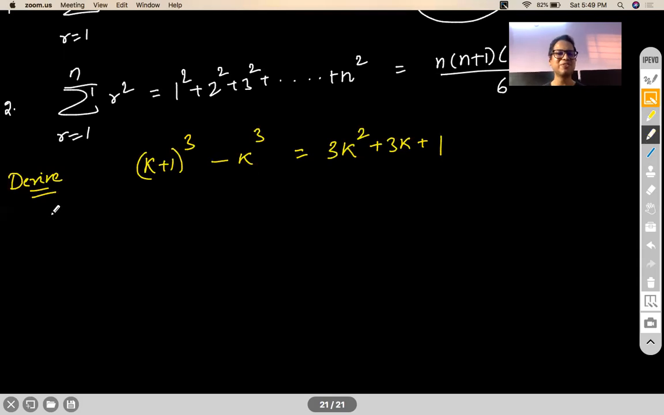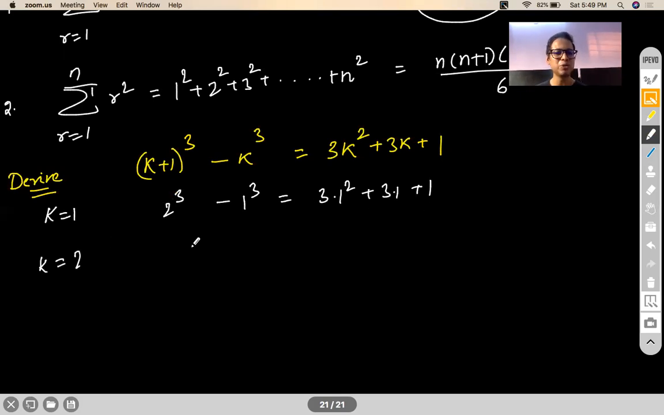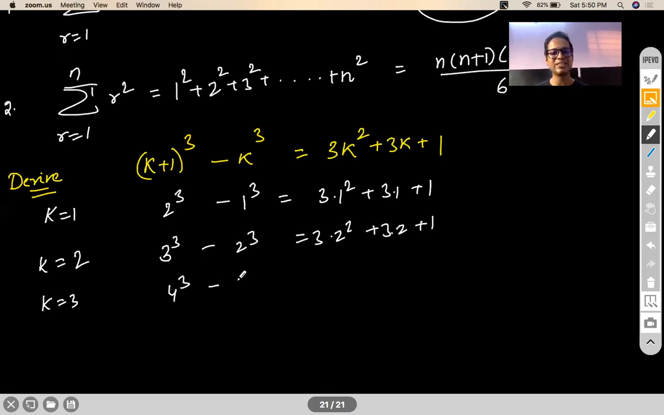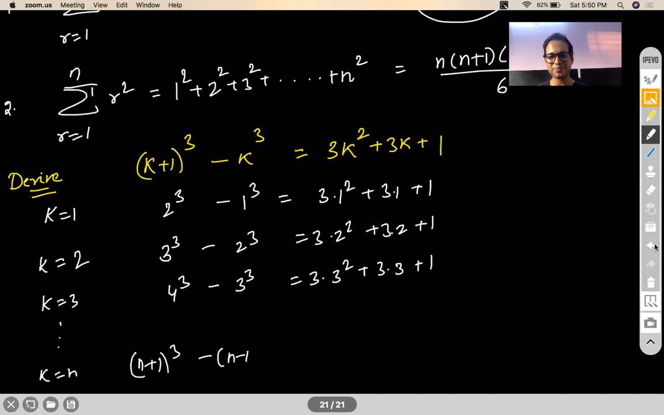Now I'm going to put the value of k as 1. So when I put 1, I get 2 cube minus 1 cube equals 3 into 1 square plus 3 into 1 plus 1. We all know that this is true. When you put 2, you get 3 cube minus 2 cube equals 3 into 2 square plus 3 into 2 plus 1. When you put 3, you get 4 cube minus 3 cube equals 3 into 3 square plus 3 into 3 plus 1. If you continue till you reach n, you will get (n plus 1) cube minus n cube equals 3 into n square plus 3 into n plus 1.